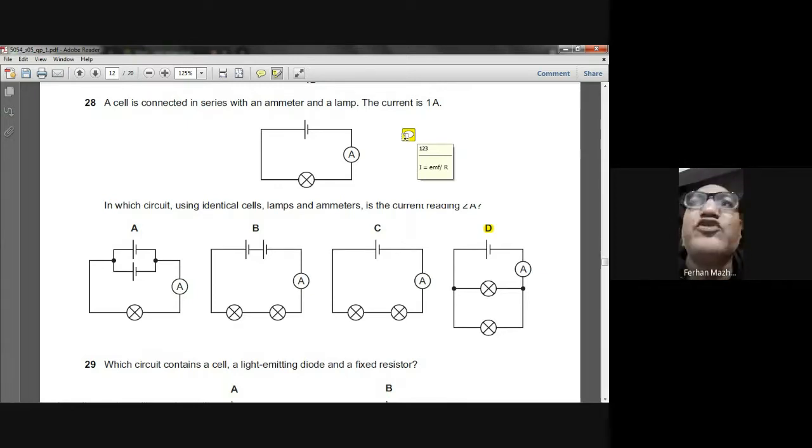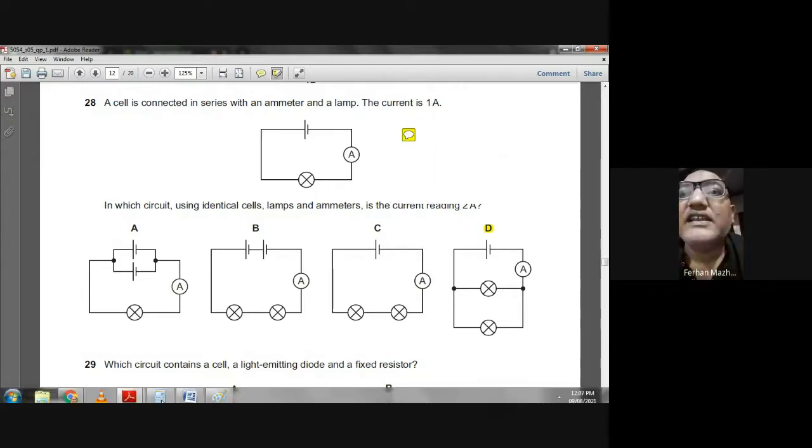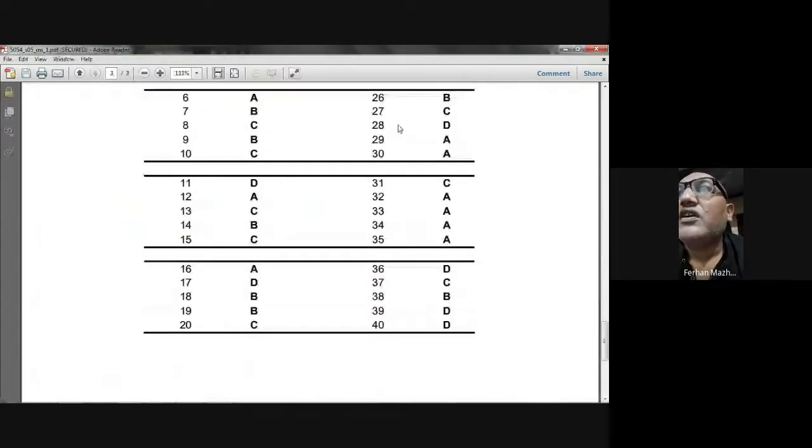In the A option, A is not the answer. Why? Because you use two cells, but both cells are connected in parallel to each other. You know, when you connect cells in parallel, their EMF does not increase. The combined EMF is still equal to the EMF of a single cell. So D is the right option. Question number 28, D is the right option. Let's check the answer. Question number 28. D is the right option, sir.